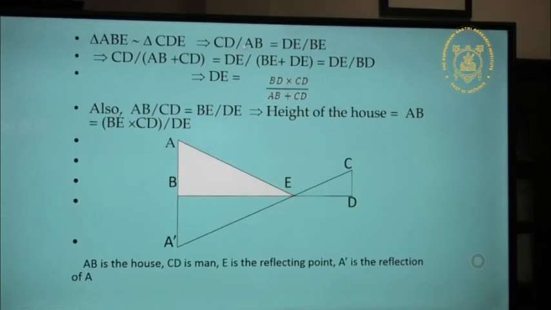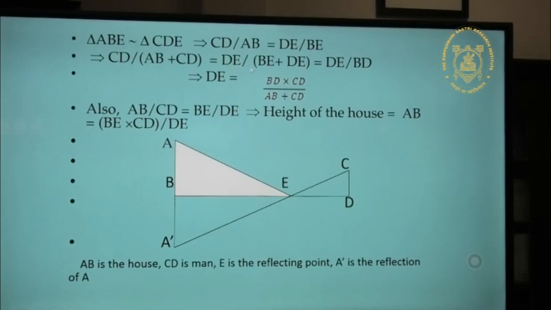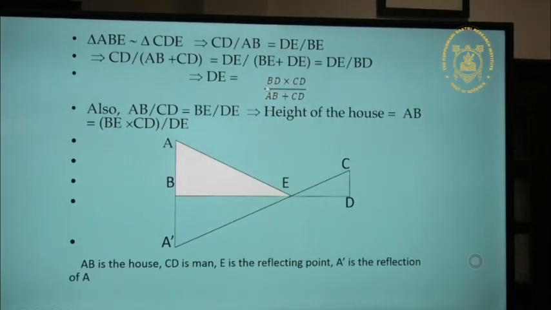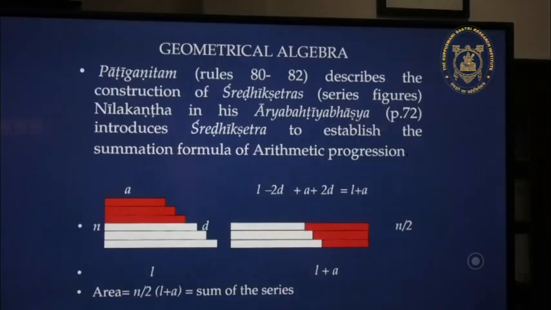So they say CD by AB equal to DE by BE, and it can be rewritten as CD by AB plus CD equal to DE by BE plus DE, and that is DE plus BD. So from this we get this DE, that is we locate the point of reflection. DE is BD into CD by AB plus CD, and again the height of the building, AB by CD is BE by DE, therefore AB equal to BE into CD by DE. So there are more varieties of problems in this chapter of Brahmasphuta Siddhanta.